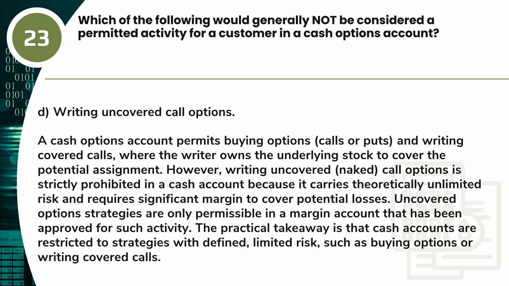Answer. D. Writing uncovered call options. Explanation. A cash options account permits buying options, calls or puts, and writing covered calls, where the writer owns the underlying stock to cover the potential assignment. However, writing uncovered, naked, call options is strictly prohibited in a cash account because it carries theoretically unlimited risk and requires significant margin to cover potential losses. Uncovered option strategies are only permissible in a margin account that has been approved for such activity. The practical takeaway is that cash accounts are restricted to strategies with defined, limited risk, such as buying options or writing covered calls. Question 24.